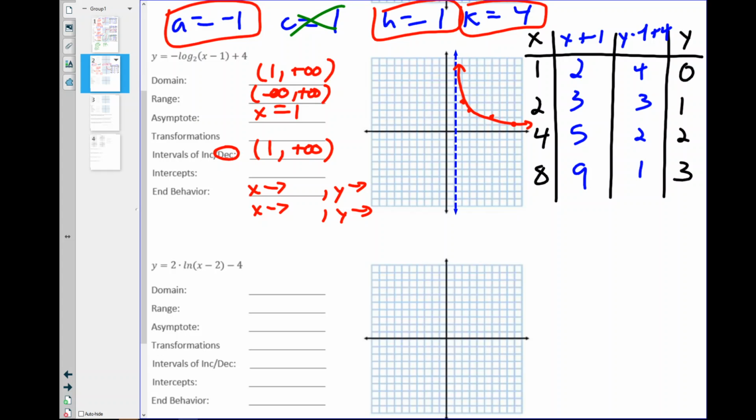With respect to the x-axis, the left arrow is going to 1. It's not going to go any more left than 1. And then with respect to the y, what's it doing?